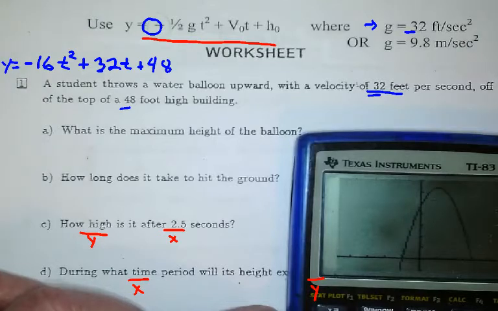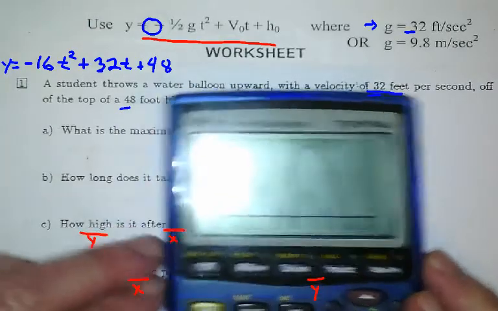So where's my little pointer? Here we go. So this is 10, 20, 30, 40. You know, that's 48, so there's 50 right there. This is 1 second. This is 2 seconds. The x value is measured in seconds. And then that's the height right there. Okay? So, whoops, we've got to be able to see that.